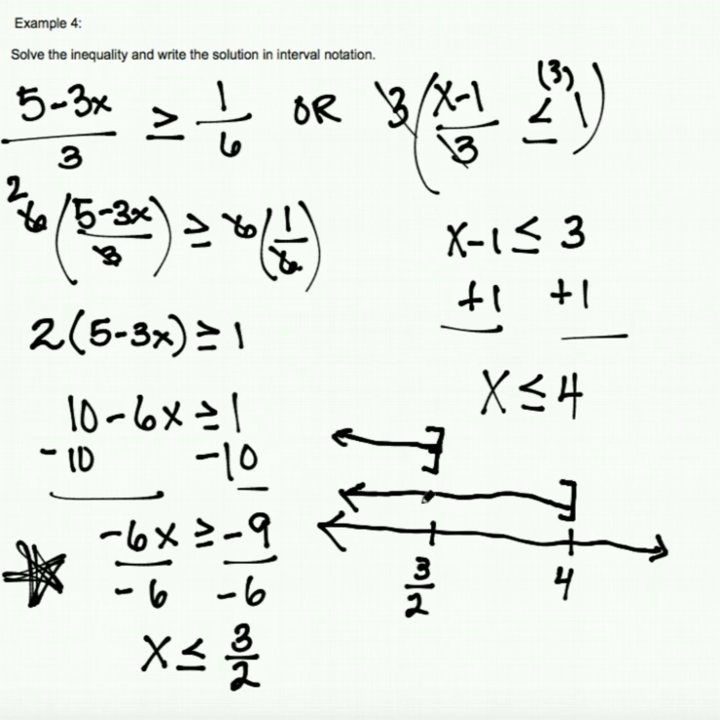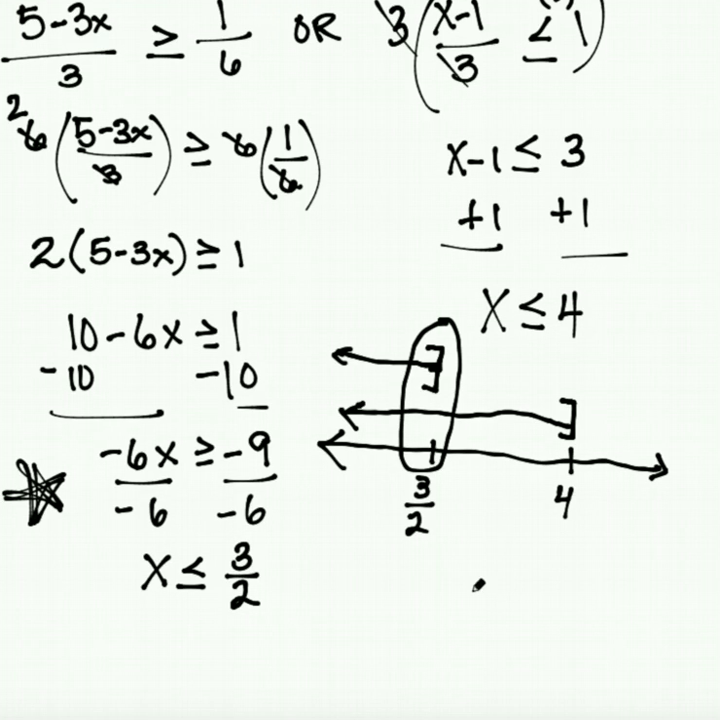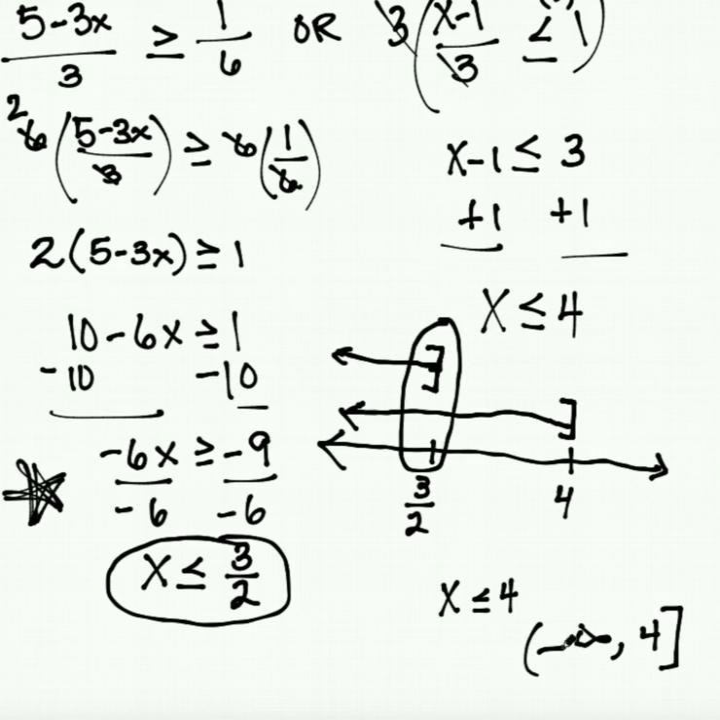But when you look at this, notice there's some overlap right here. So we don't have to write these two pieces separately. In fact, we can write it as simply x has to be less than or equal to 4 only. That includes the x is less than or equal to 3/2. So we only need to write x is less than or equal to 4 in interval notation. That's going to be everything from negative infinity to 4 with a bracket, again, because that will include the x is less than or equal to 3/2 values.